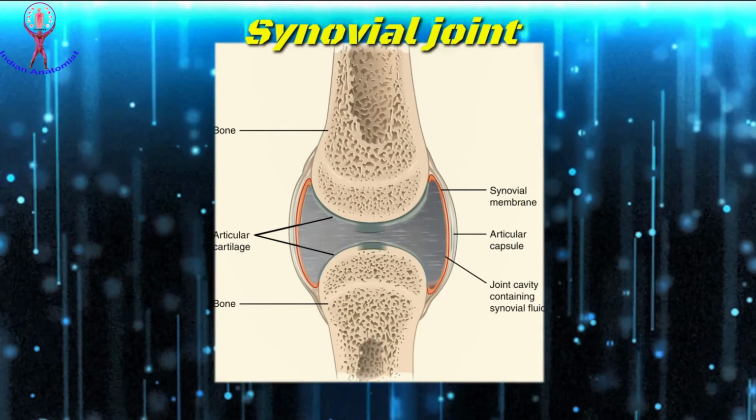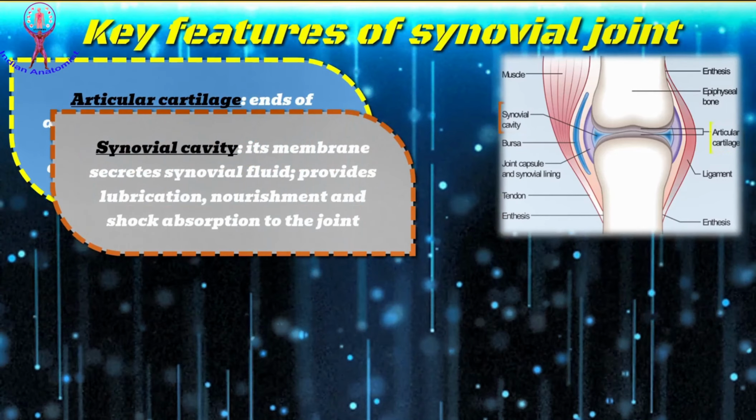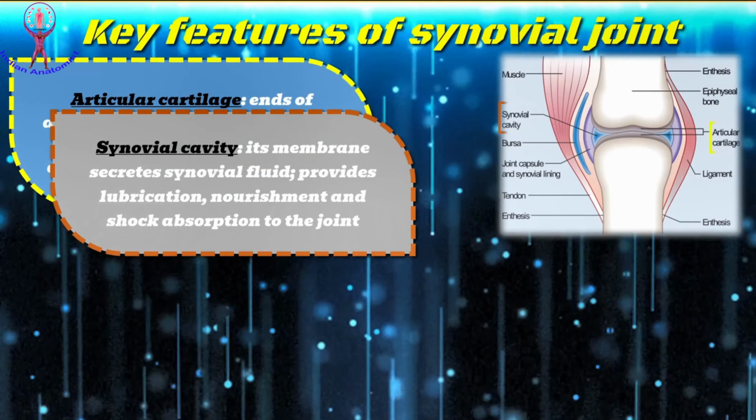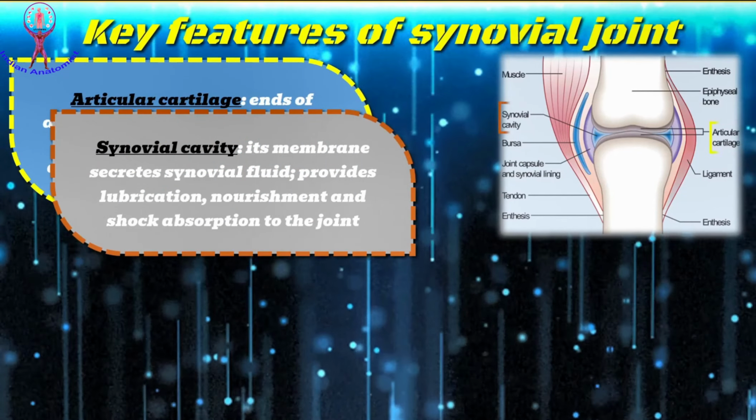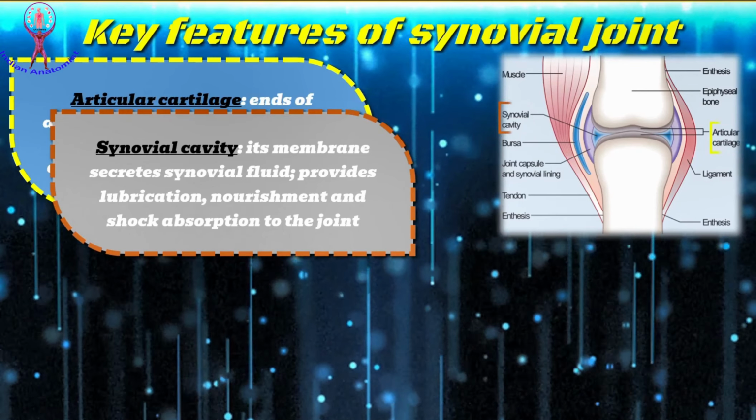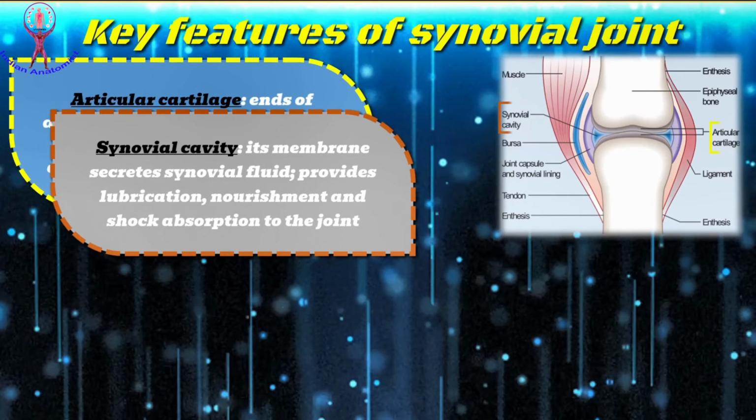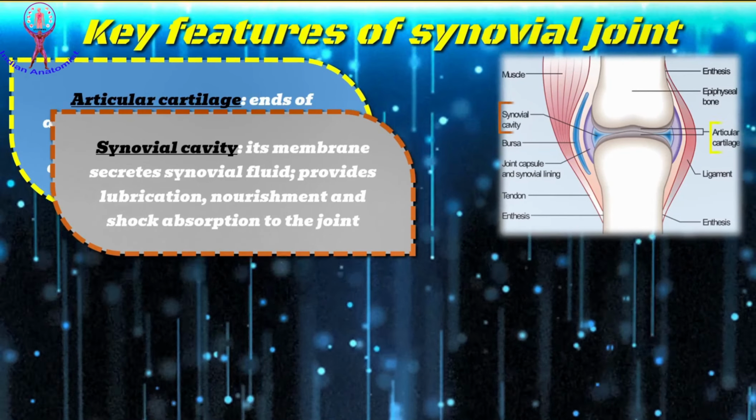Number 2, the synovial cavity. This cavity is lined by synovial membrane, which secretes synovial fluid. It provides lubrication, nourishment, and shock absorption to the joint. Number 3 is the joint capsule. In all the synovial joints, there is a fibrous capsule, which is present outside the synovial membrane. It provides stability to the joint.